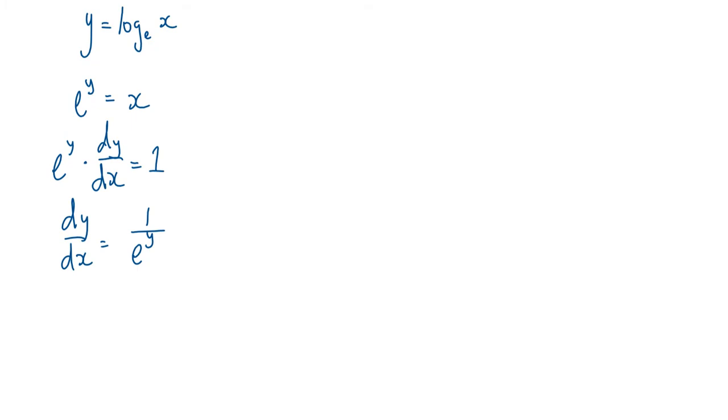What if I don't want to leave it in implicit form? How can I rewrite this in another way that might be more useful? What's another way of saying 1 over e to the y in the context of this question? e to the y is x, so 1 over e to the y is 1 over x. And we're done. There's your derivative.